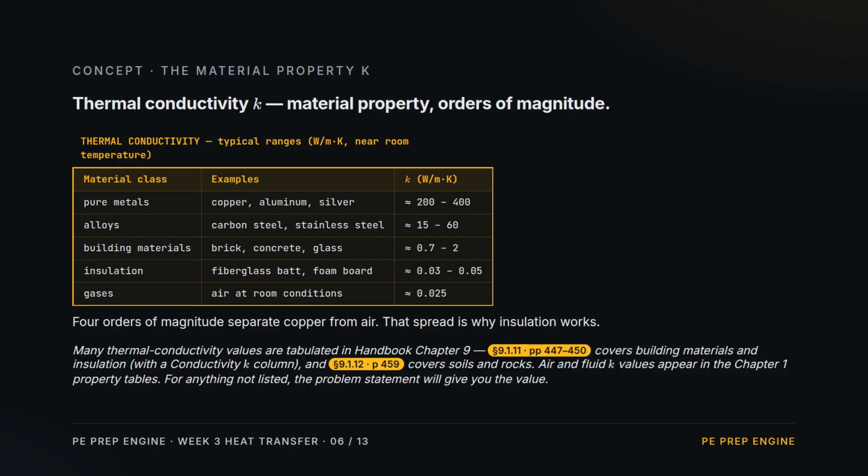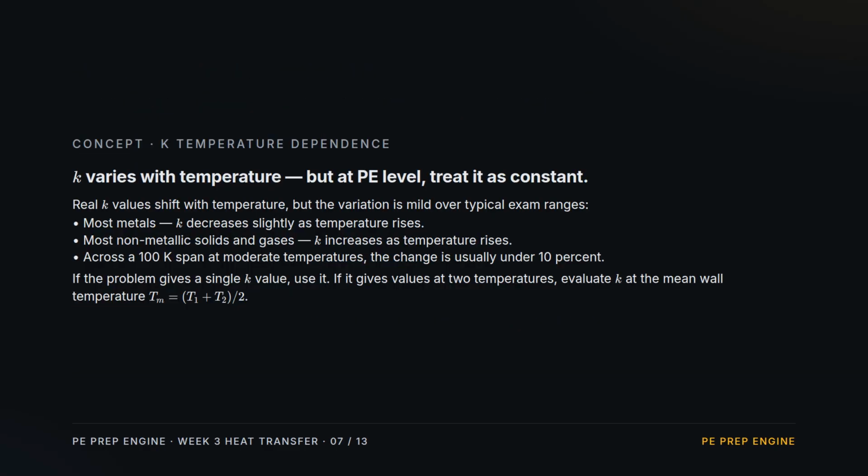And worth flagging, many of these values are tabulated in Chapter 9 of the Handbook. Building materials, insulation, soils, and rocks. For anything not listed, the problem statement gives you the value. K does vary with temperature, but mildly over exam ranges. Usually under 10% across a 100 Kelvin span. Bottom line for the PE: if the problem gives one value of K, use it. If it gives two, evaluate at the mean wall temperature, the average of the two faces.